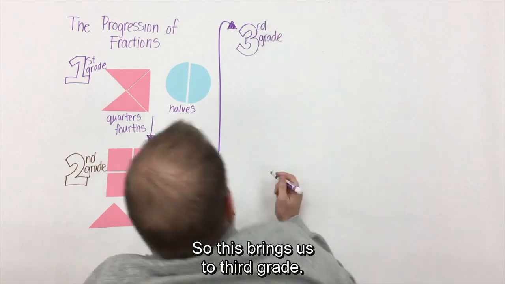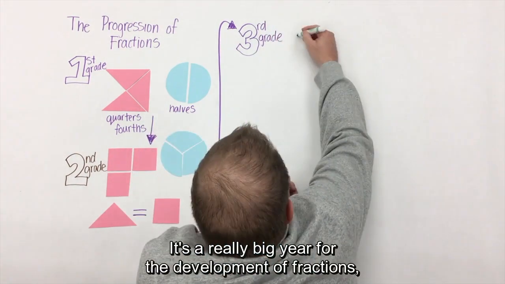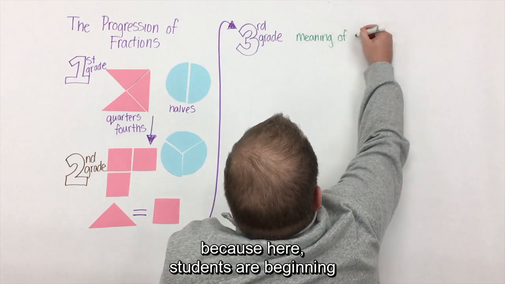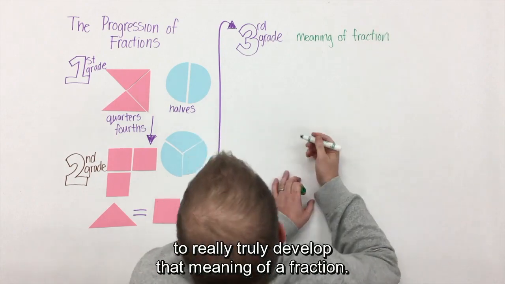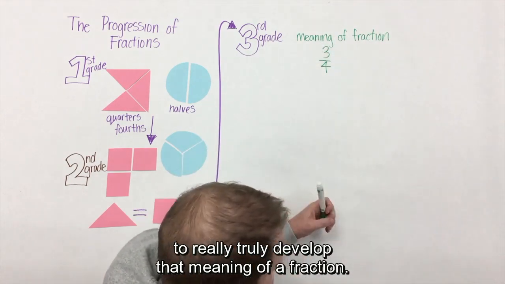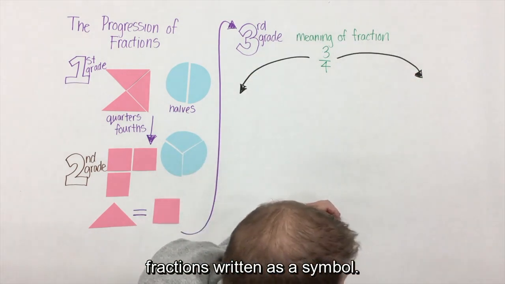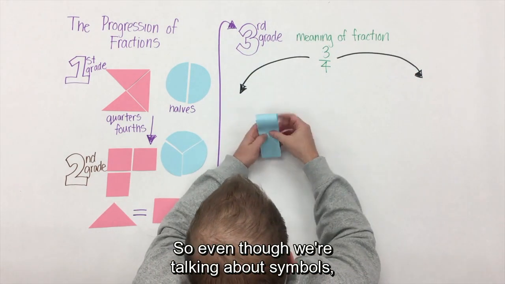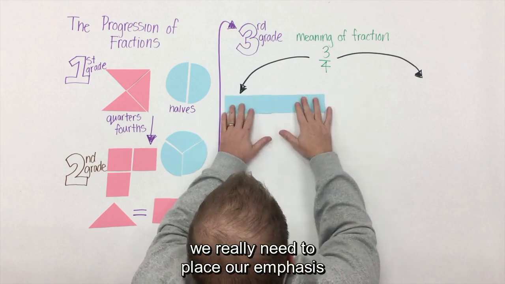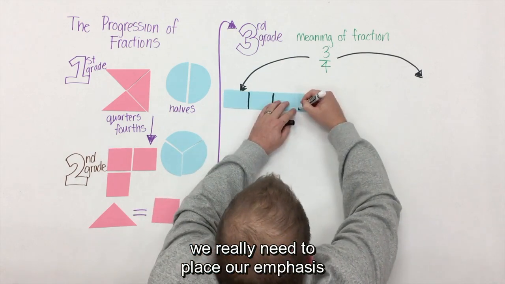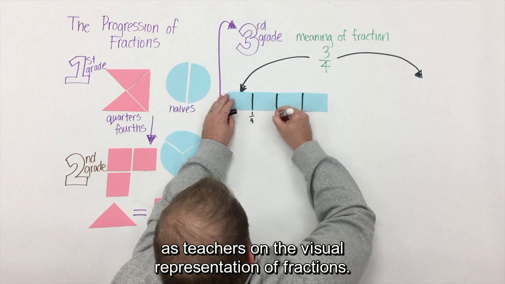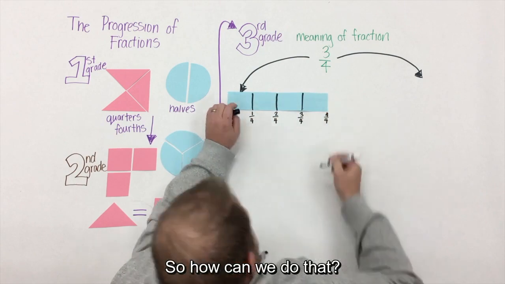So this brings us to third grade. It's a really big year for the development of fractions because here students are beginning to truly develop the meaning of a fraction. And it's the first time that students see fractions written as a symbol. So even though we're talking about symbols, we really need to place our emphasis as teachers on the visual representation of fractions. So how can we do that?